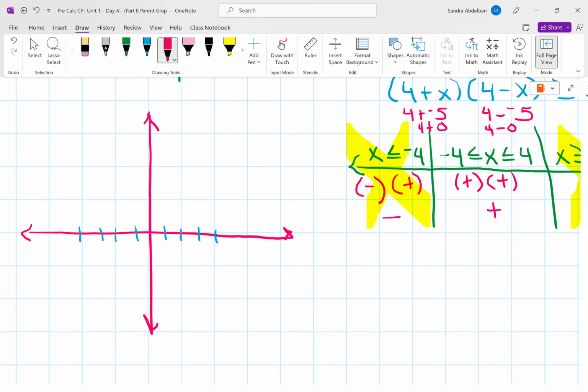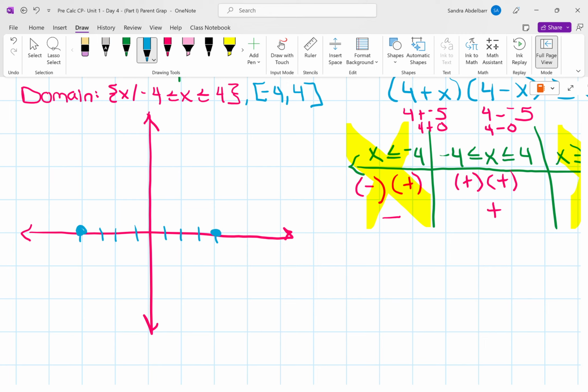So now based on our domain, I'll write our domain up here. We have x such that -4 is less than or equal to x, which is less than or equal to 4. That's saying my domain is between -4 and +4. If we were to write it in interval notation, it'd be square bracket -4, comma, +4 square bracket. So I'm at -4 and I'm at +4. And now what's happening is these shooting stars are going towards each other.